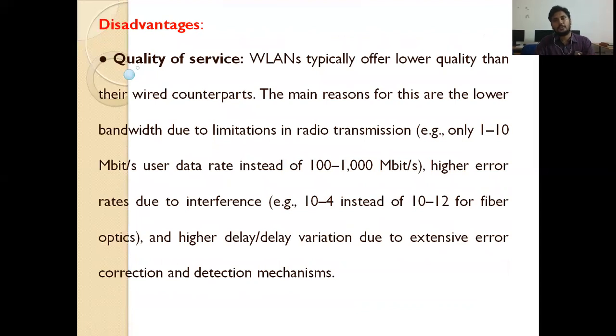But there are some disadvantages also for wireless LANs. The first one is the quality of service. Whatever the service provided by the wired network is good when compared with wireless, because in wireless there is a possibility of data loss. In some situations there is a kind of disconnect problem. Wired is good from a quality point of view when compared with wireless. So quality of service is one of the disadvantages for wireless.